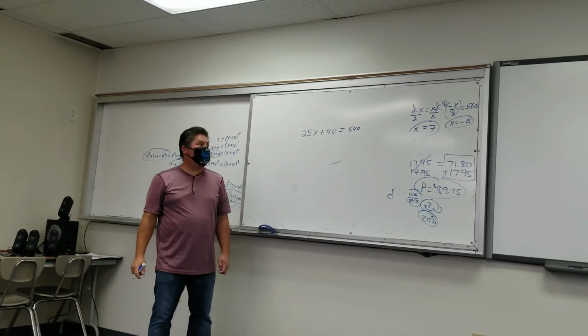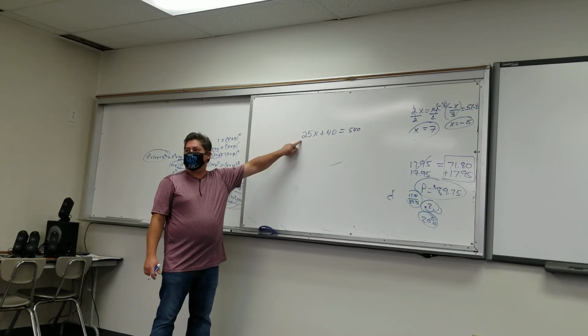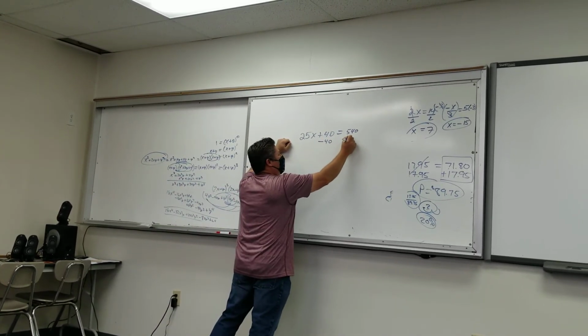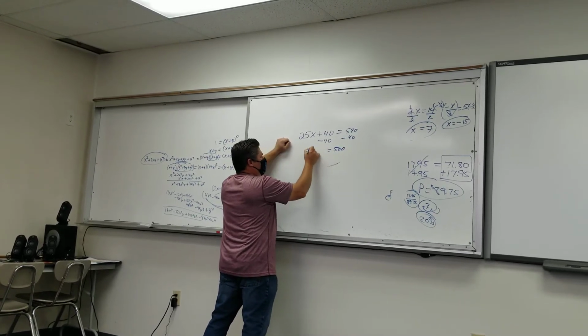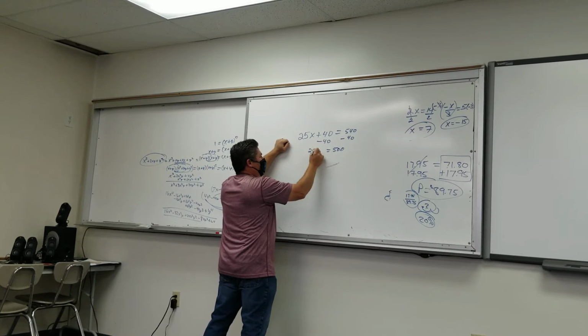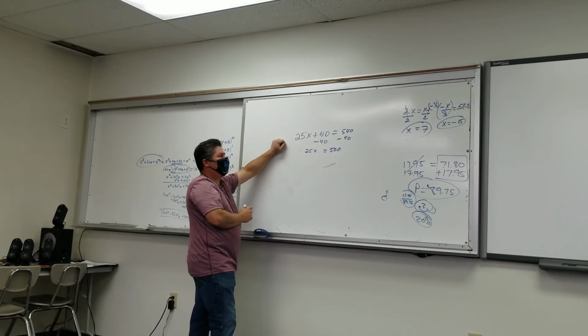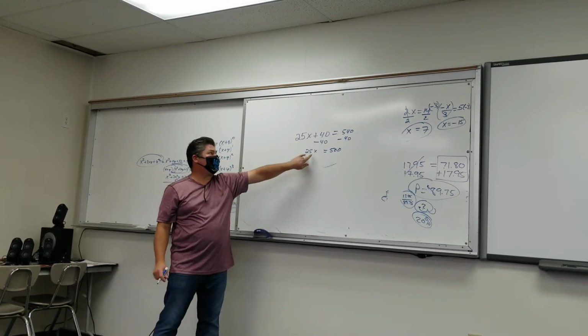What's my first step, Mackenzie, to solve this equation? Subtracting 40 is my first step. That's 500. Dakota, what's my next step? How do I get the X by itself? Divide by 5. Is this adding?